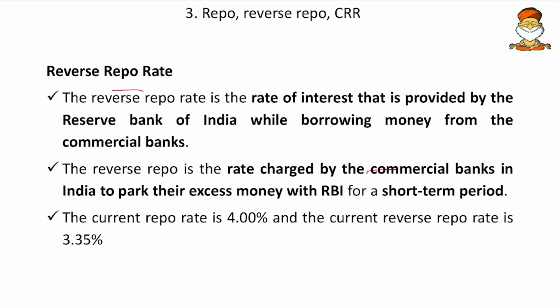Now come to the reverse repo rate. Here the reverse repo rate is the rate of interest that is provided by the RBI while borrowing money from the commercial banks. So it is like the RBI is giving the interest. Now if the RBI raises the interest rate, the banks will come and deposit so much of money into the RBI. If so much of money is being deposited into the RBI, this money is not going into the economy. So the rise in reverse repo rate is the sucking of excess liquidity.